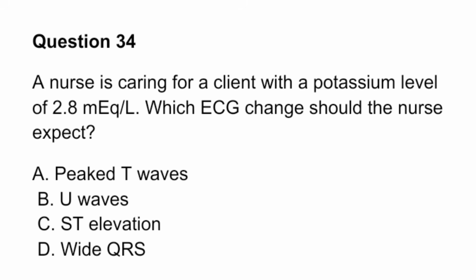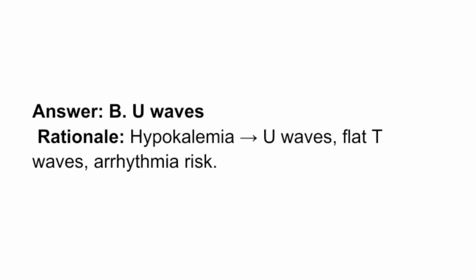Question 34. A nurse is caring for a client with a potassium level of 2.8 milliequivalents per liter. Which ECG change should the nurse expect? A. Peaked T waves. B. U waves. C. ST elevation. Or D. Wide QRS. Answer is B. U waves. Rationale: hypokalemia equals U waves, flat T waves, arrhythmia risk.